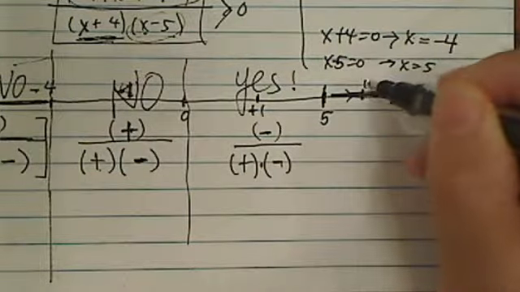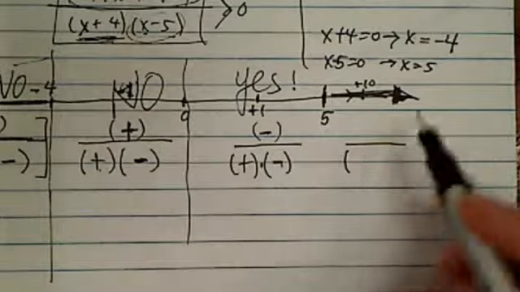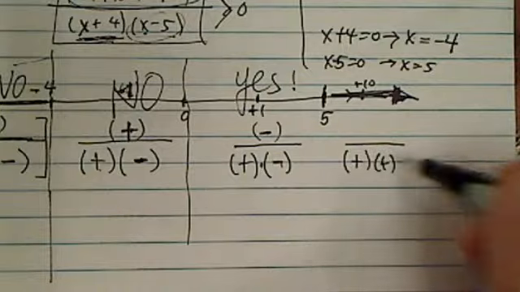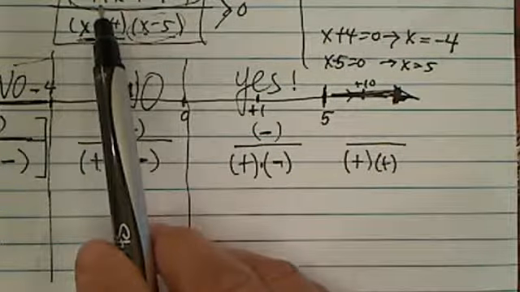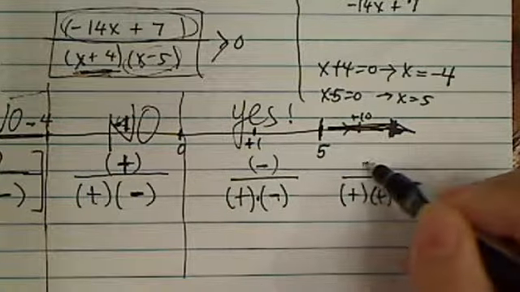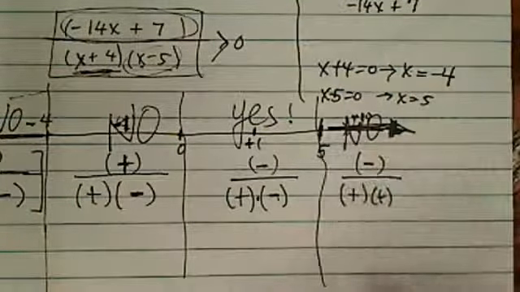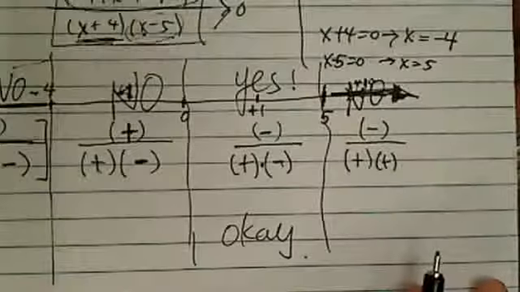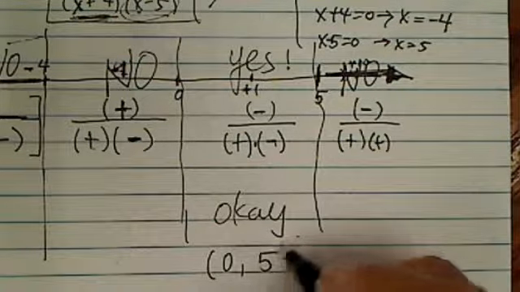One more junction we need to check. Let's say we pick a positive 10 over here. So for x plus 4, I'll have a positive very easily. For x minus 5, I'll have a positive very easily as well. However, minus 14 up here, minus 14 times positive 10, that's a negative number. So this junction is a no as well. So here comes my solution. Only this one is the okay section. So the solution set for this particular problem goes from 0 to 5.